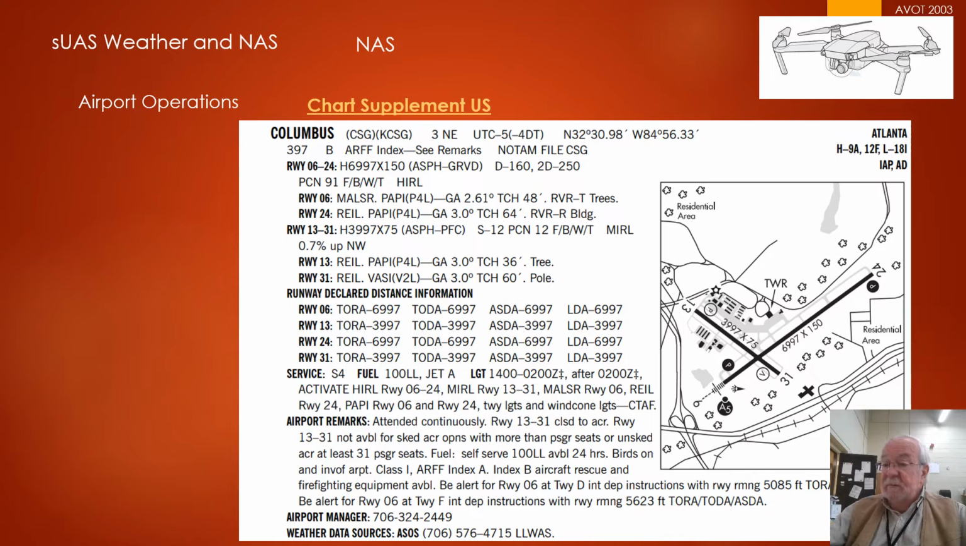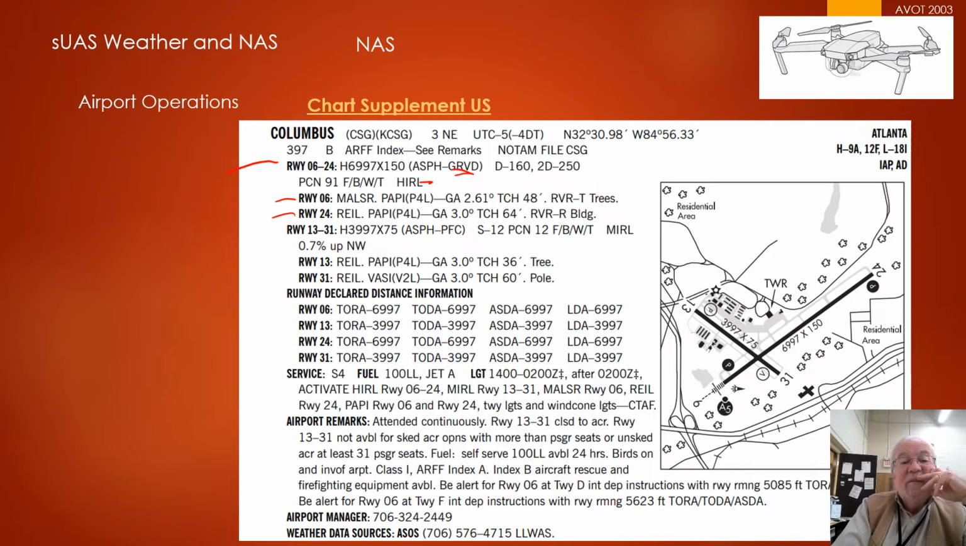Okay, this is chart supplement US information. Do we have any right patterns, left patterns? So we look at the runway information. There's runway 6/24, asphalt, grooved runway. Tells you the high intensity lights. Runway 6, trees at the end. Okay, good. Runway 24.